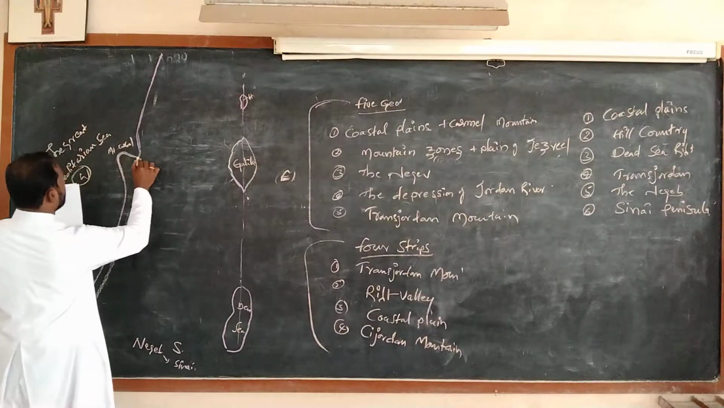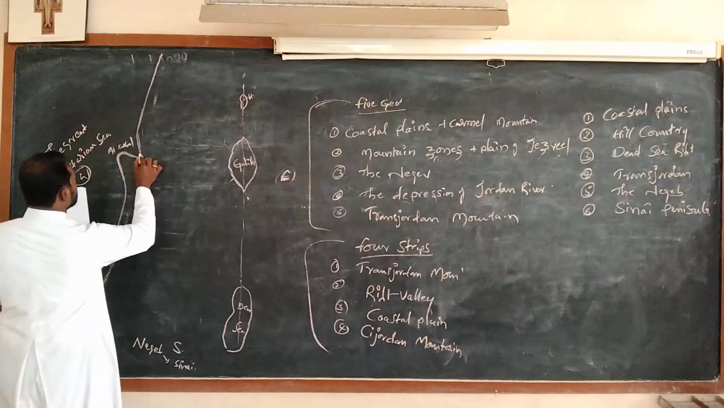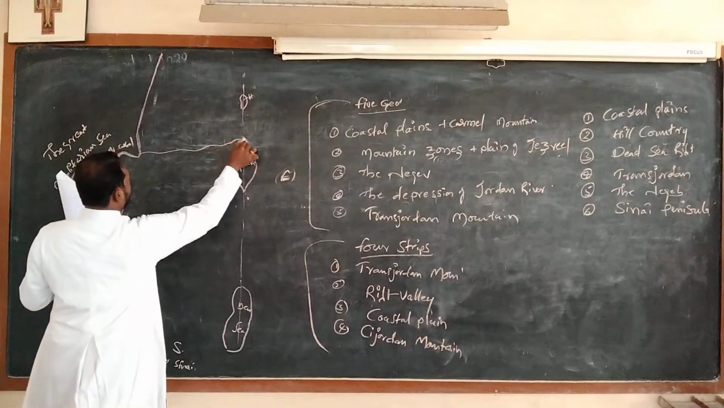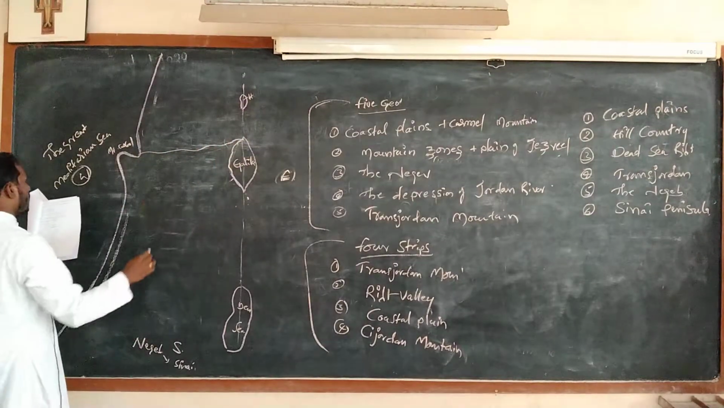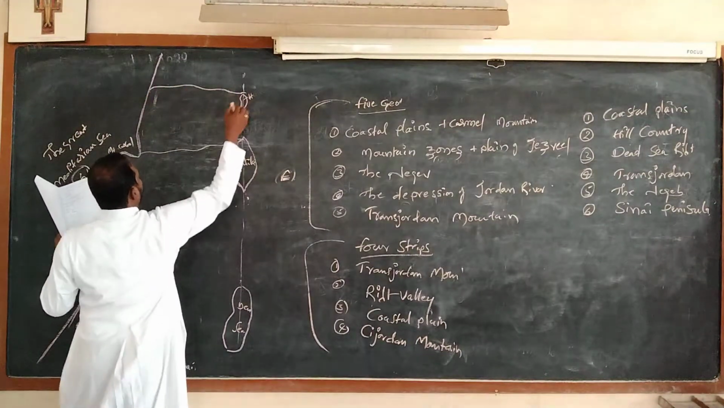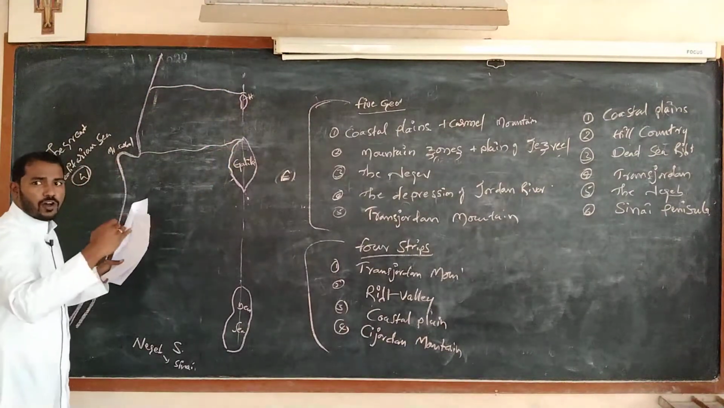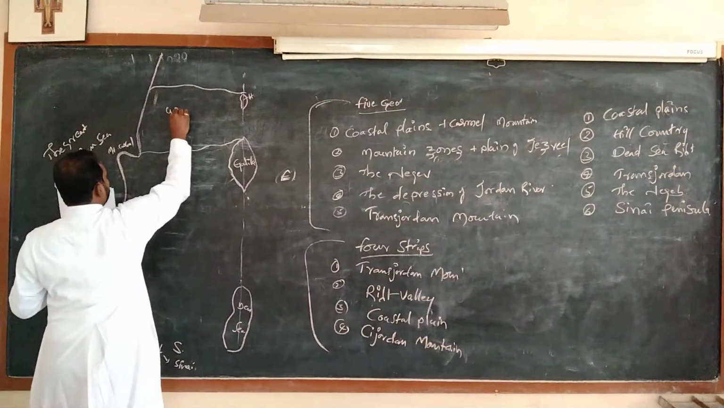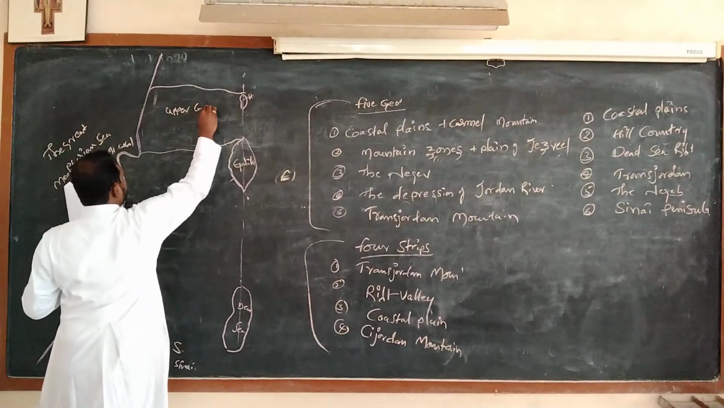So now, Galilee always comes exactly to this Carmel mountain. From Hule Lake to the top of Galilee is called Upper Galilee.